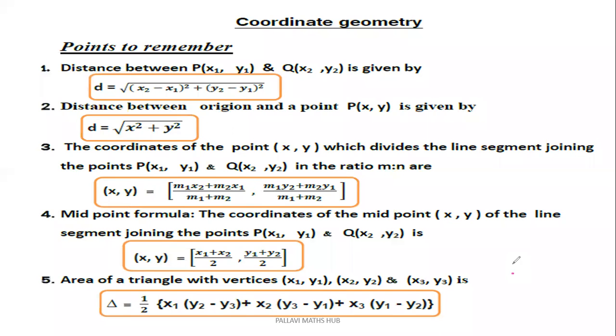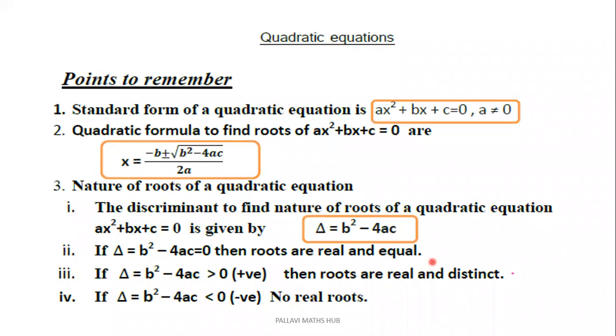Next chapter, quadratic equation. Yes, this is also a very important chapter. In this chapter, for multiple choice questions, they ask: solve the quadratic equation by using the formula method. They will also ask to find the nature of the roots. From this chapter around 4 marks you will get. If you know the formulas, this is a very easy chapter. Write the formula, directly substitute the values and find the answer.